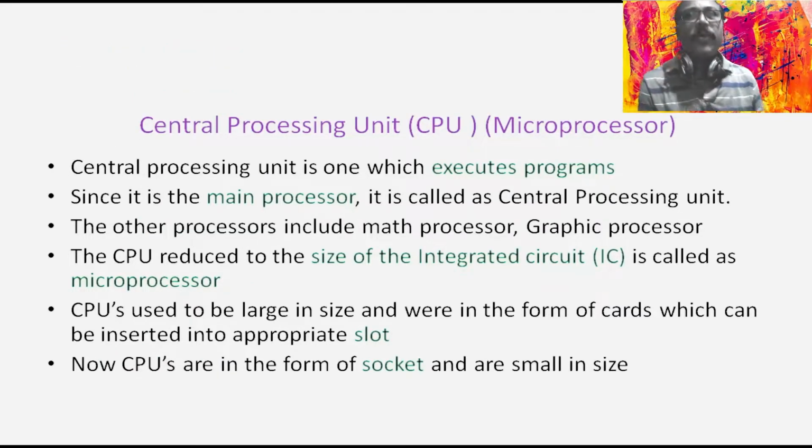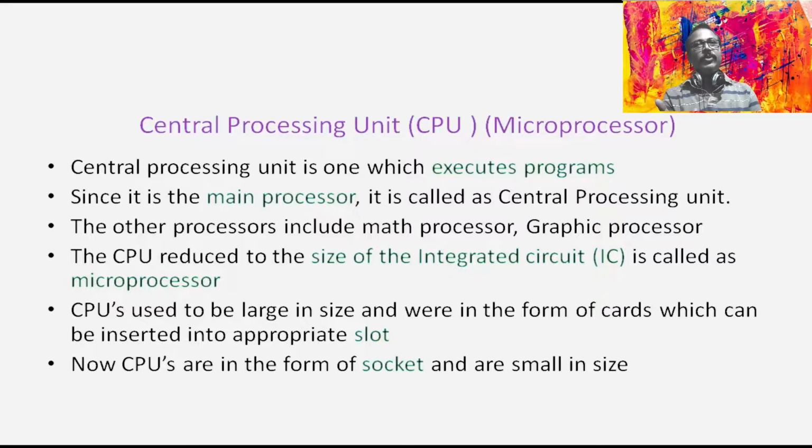Okay. Now we will discuss each of the components individually. Central processing unit. The first component, the main component of a computer, is the central processing unit or microprocessor. So the central processing unit is one which executes the programs. Suppose you write a C program, if you want to execute it, you require a processor. So it is the CPU which executes the programs. It is called a CPU because it is the main processor.